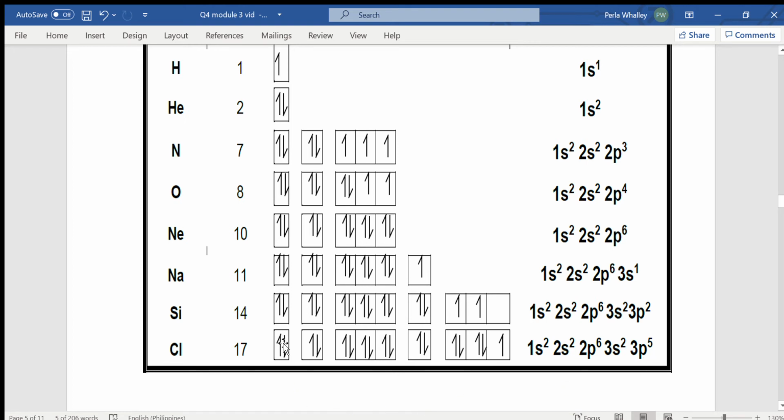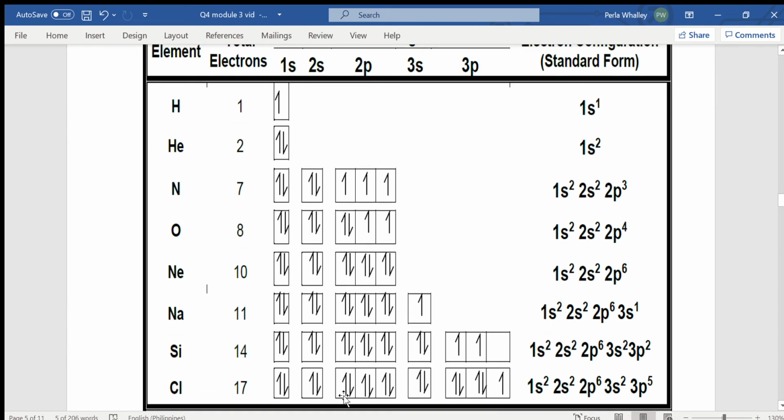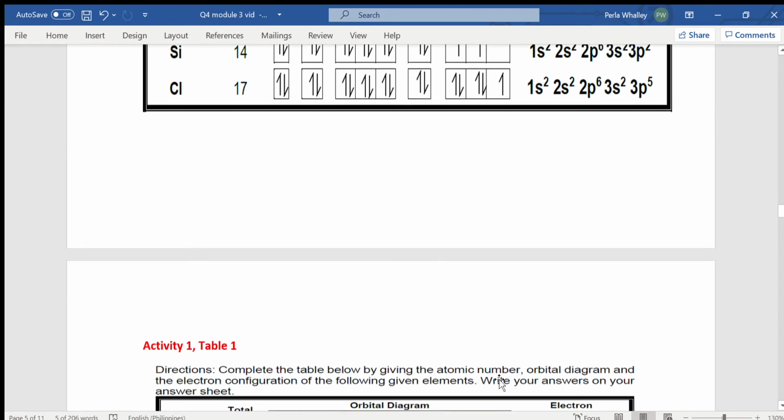Chlorine has an atomic number of 17, with electron configuration 1s2, 2s2, 2p6, 3s2, 3p5. 1s2, arrow up, arrow down. 2s2, arrow up, arrow down. 2p6, arrow up, arrow up, arrow up, and then pair, arrow down, arrow down, arrow down. For 3s, arrow up, then arrow down. For 3p, arrow up, arrow up, arrow up, and then it will pair on the first box, arrow down, second, arrow down. Okay? 1 unpaired electron. Okay, next.